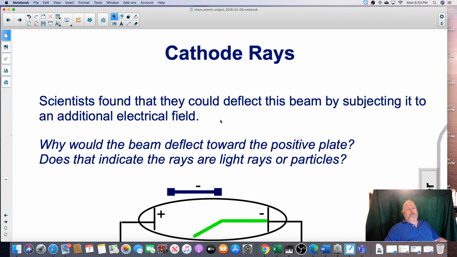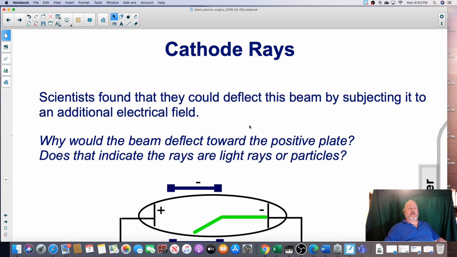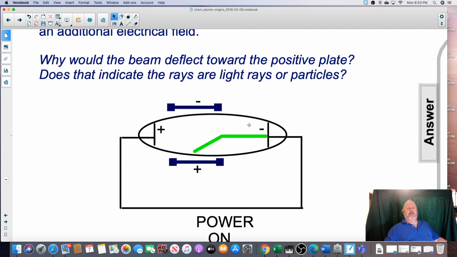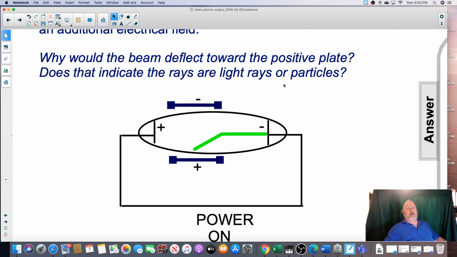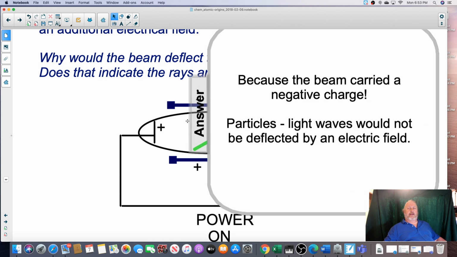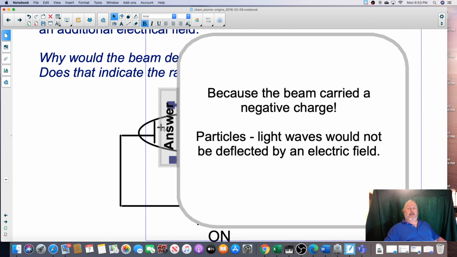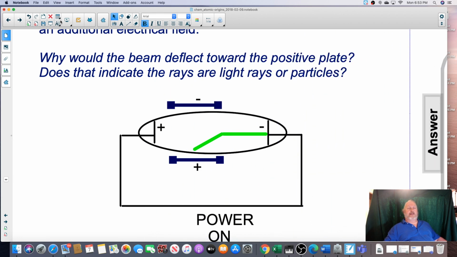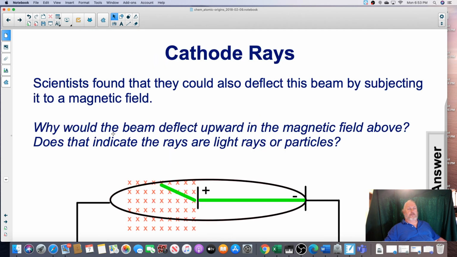So scientists found that they can deflect this beam by subjecting it to an additional electric field. So why would the beam deflect toward a positive plate? Now, does this indicate the rays are particles? The right answer would be because the beam carried a negative charge. Light waves would not be deflected. These were particles. They would not be deflected by an electrical field.